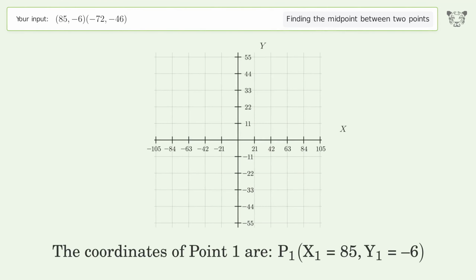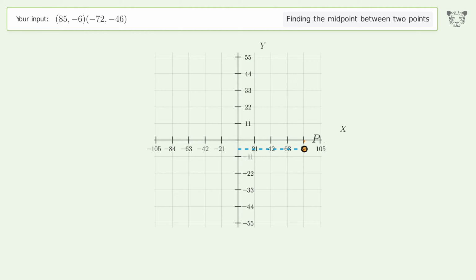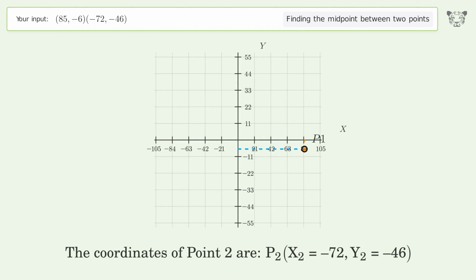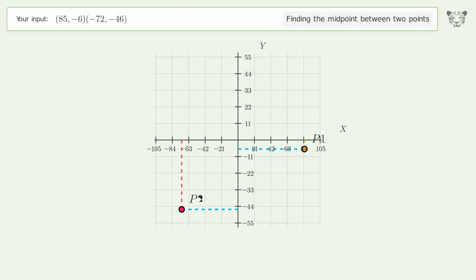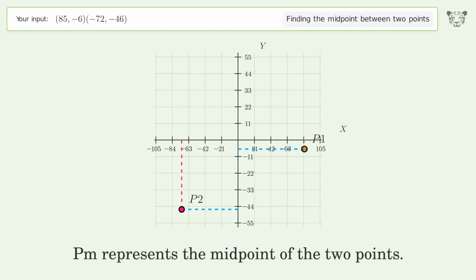The coordinates of point 1 are, x1 equals 85, y1 equals negative 6. The coordinates of point 2 are, x2 equals negative 72, y2 equals negative 46. PM represents the midpoint of the 2 points.